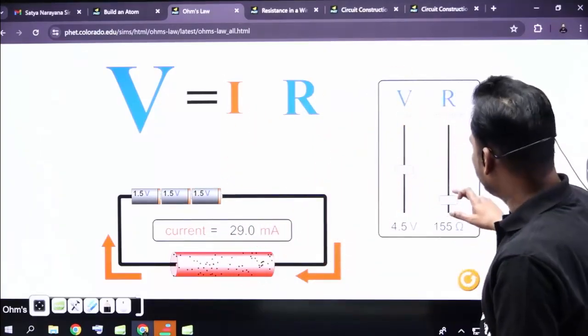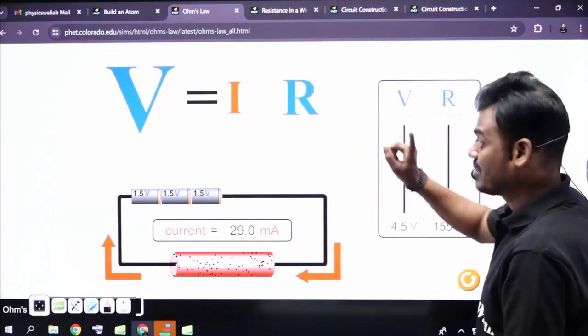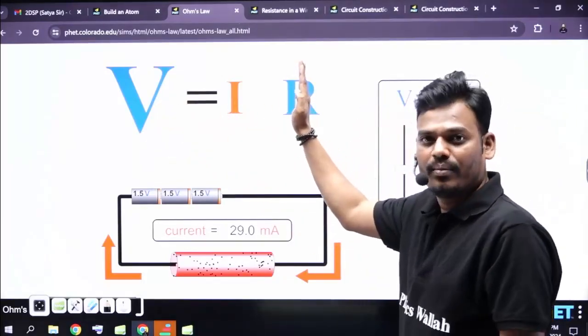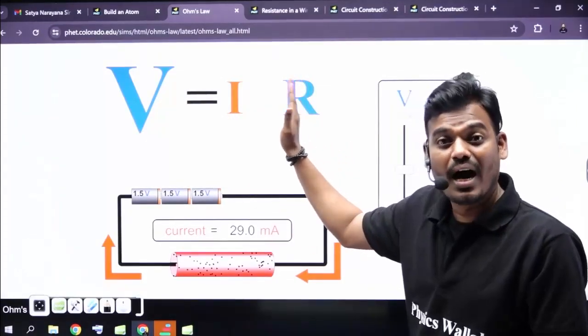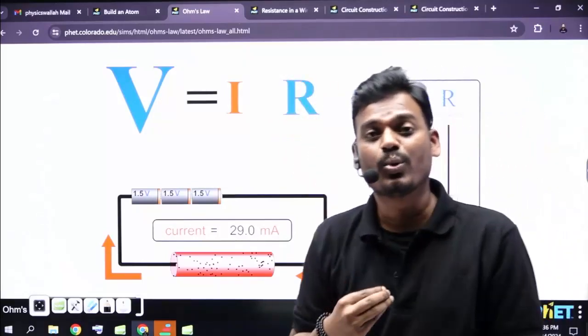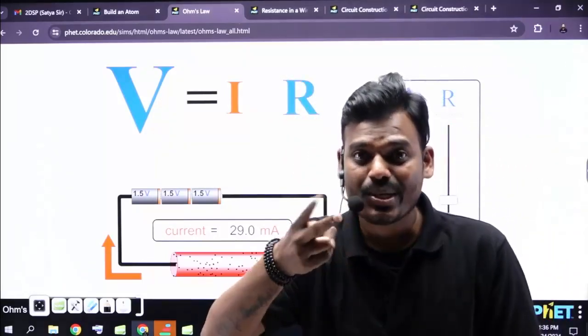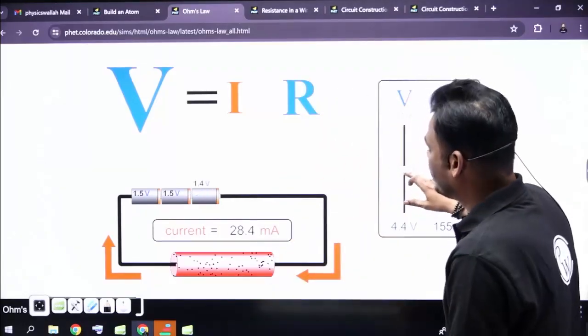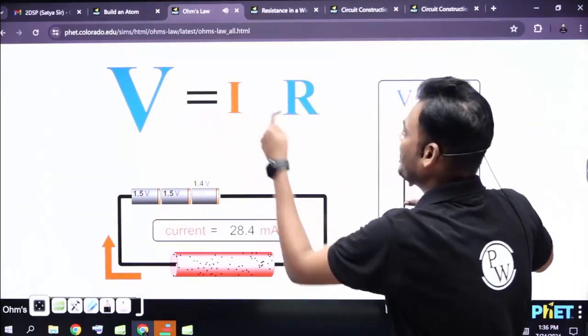If I increase the potential difference, concentrate on I as well as V, and ignore R. You can ask, sir, why should we ignore R? Because we are trying to understand the relationship between V and I. So now let's concentrate on V as well as I.